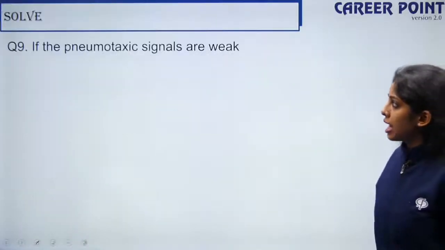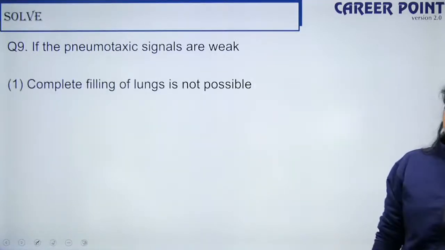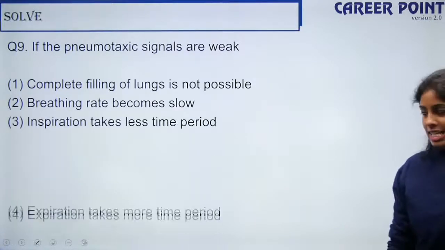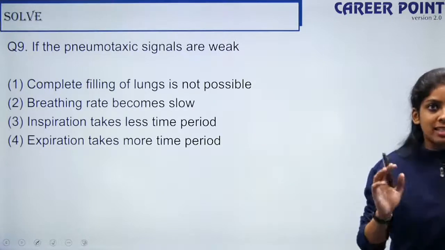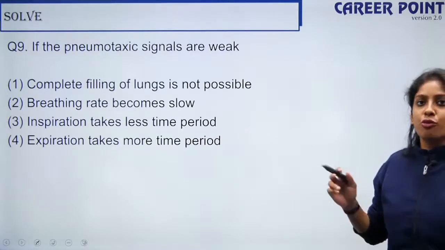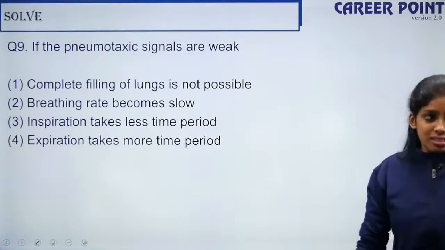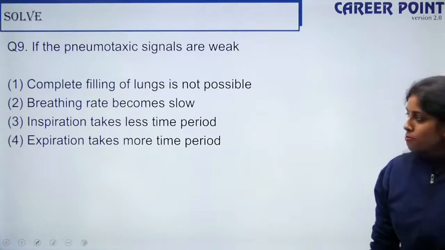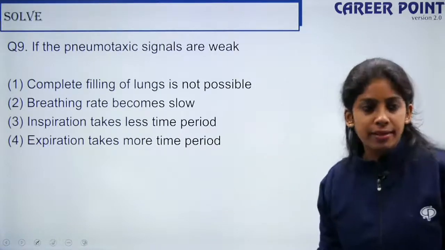Good. So question 9. If the pneumotaxic signals are weak, complete filling of the lungs is not possible. Breathing rate becomes slow. Inspiration takes less time period. Expiration takes more time period. So if the pneumotaxic signals, which are present in the pons varolii, are weak, then which of the following tends to happen? Complete filling of the lungs is not possible. Breathing rate becomes slow. Inspiration takes less time period. Expiration takes more time period. Which of the following is right here?